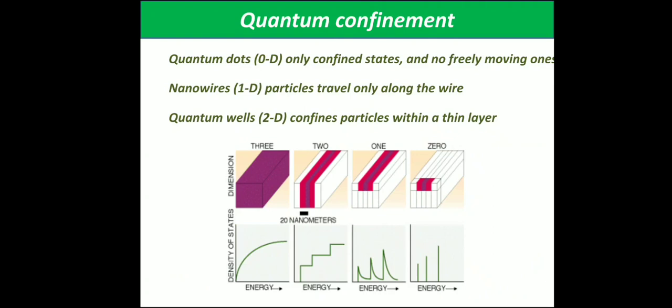This can be achieved by reducing the size to 10 nanometers, which will change the electronic and optical properties of the sample. This kind of quantum dot can be synthesized from semiconductors as well as metals.